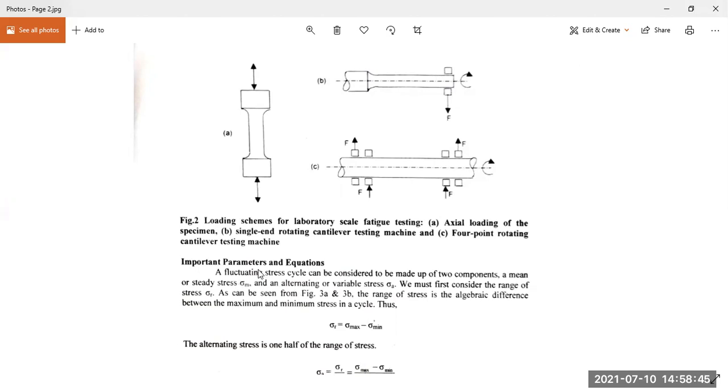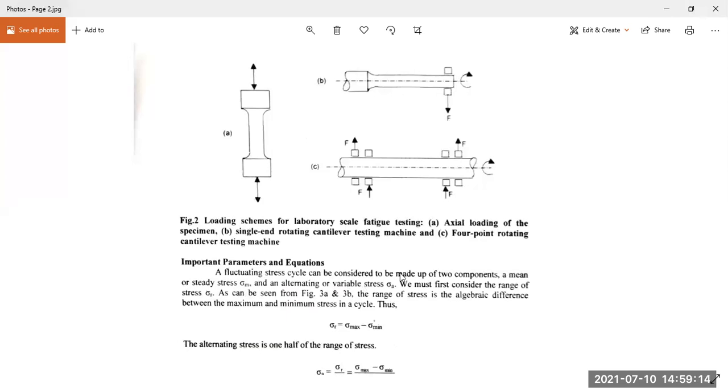Now, what are the important parameters and equations? Here, a fluctuating stress can be considered to be made of two components: a mean or steady stress sigma m, and an alternating or variable stress sigma a. Although we are applying a single load, we are saying that a mean or steady load is applied, and at the same time an alternating or variable load is applied.